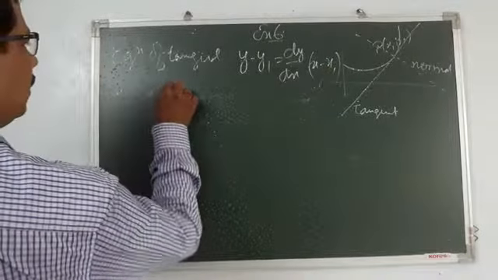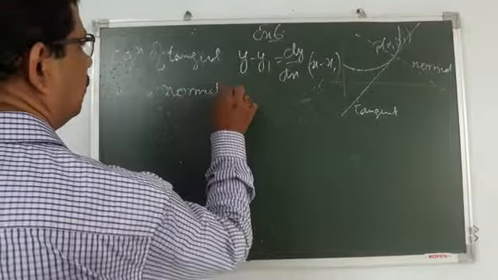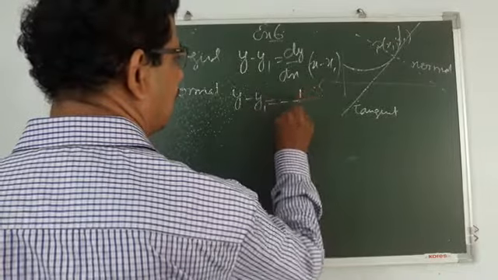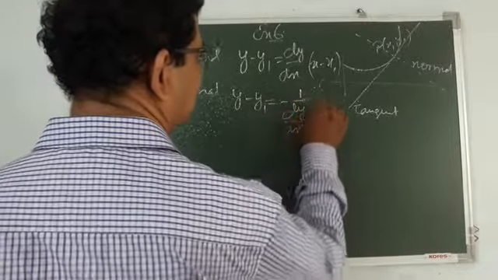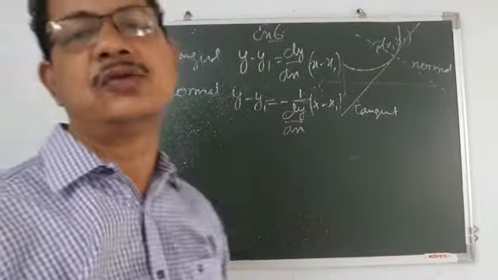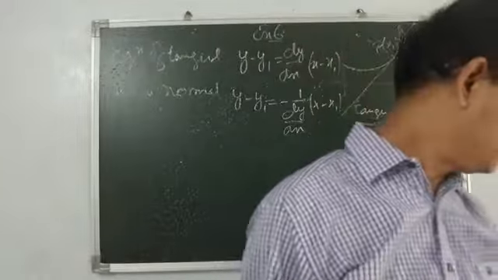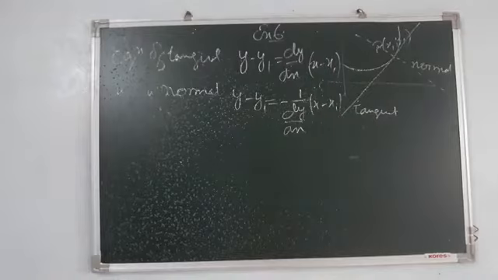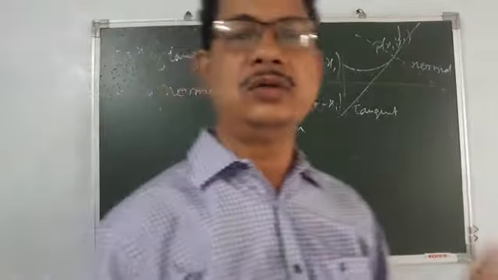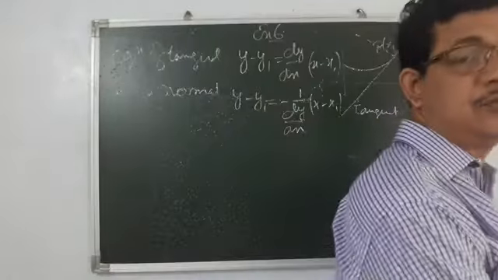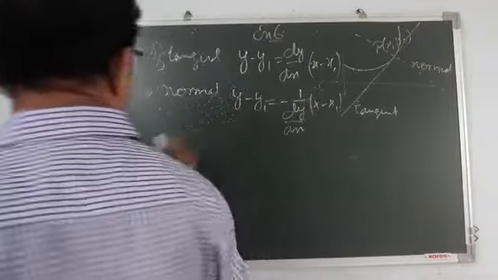And for the normal, it will be y minus y1 equals minus 1 by dy/dx times (x minus x1). Now you see, what is the difference? Here dy/dx, here minus 1 by dy/dx. Those are the only two things. I found so many books, so many persons giving so many formulas. Not required. You just follow these two formulas, then you can do the total exercise 6.3.